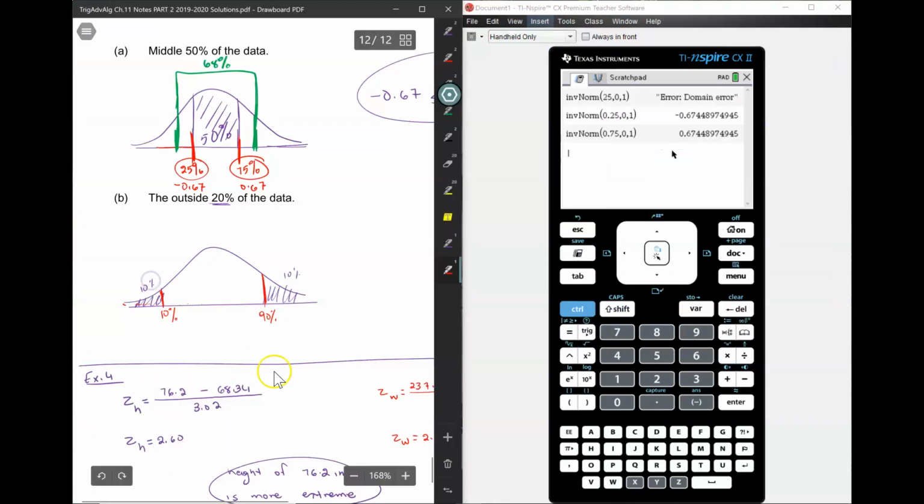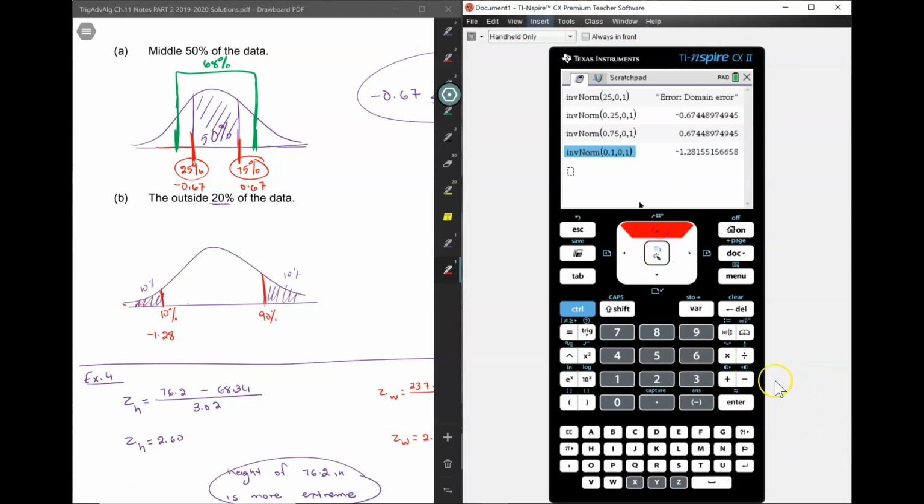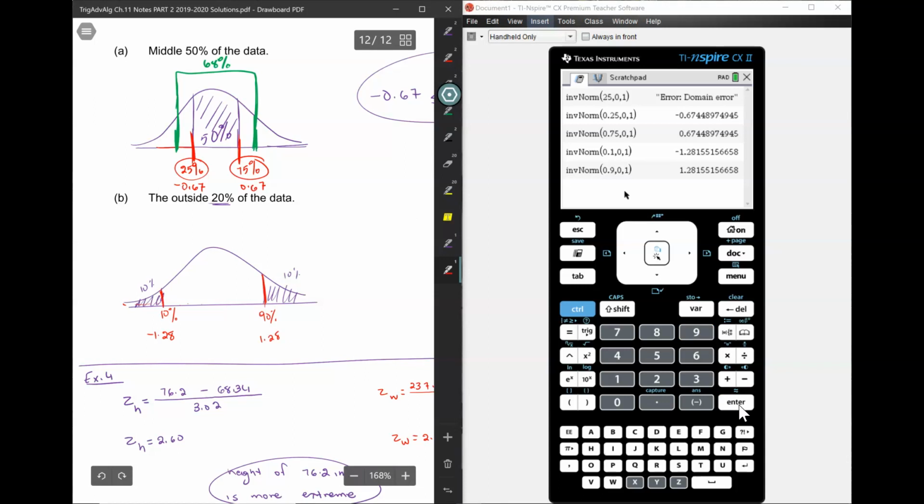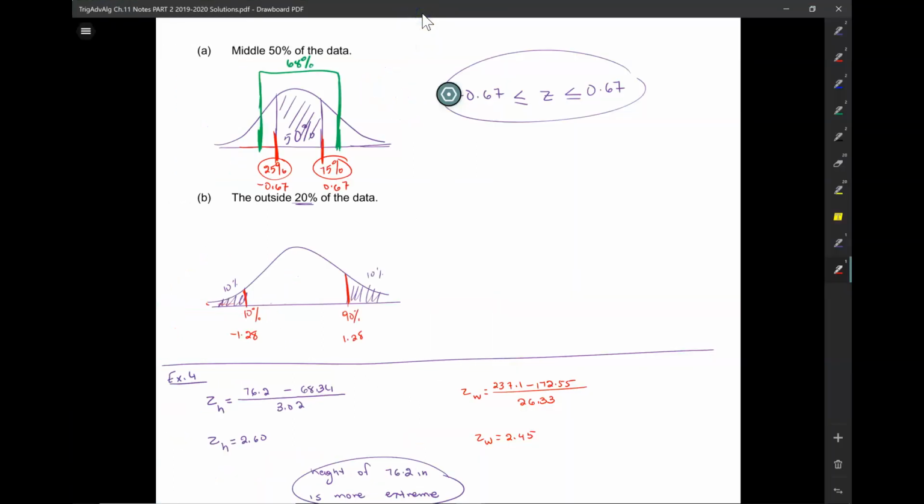Let's go back to the calculator. All right, now you can do a couple of things. You can either do that whole process again, or if you're just repeating, you press up, highlight this one, press enter, and then you could just go in here and just edit and say 0.10, negative 1.28, and then I do that again. So up, enter, left, 0.9, 1.28.